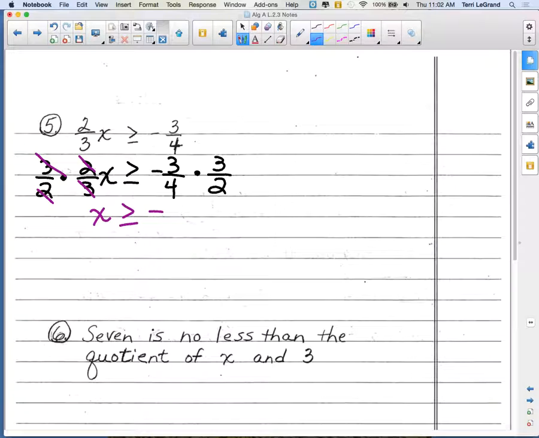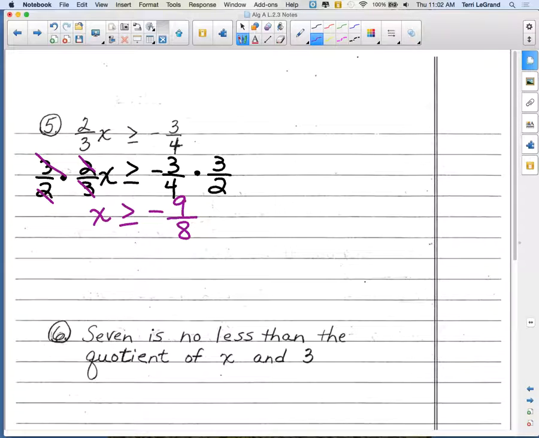Can those 3's cancel out upstairs? No, because they're both on the same floor. How about the 2 and the 4? Can we do anything with them? No. Is there anything we can do before we multiply it? I don't think so. So what's 3 times 3? 9. 4 times 2? 8. Well, it sure would be nice to know where negative 9/8 is on the number line.